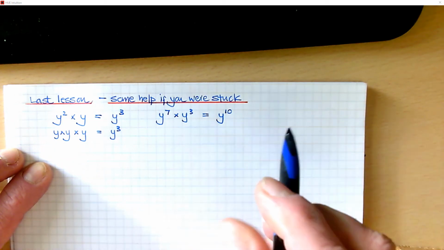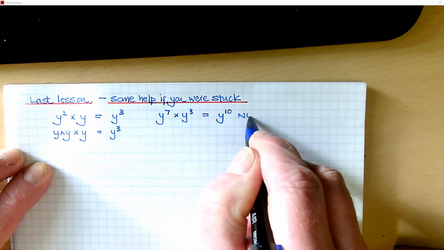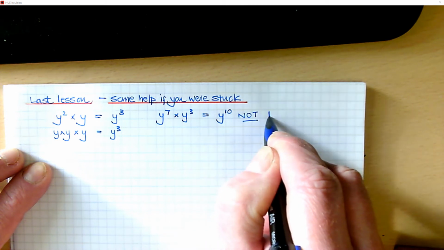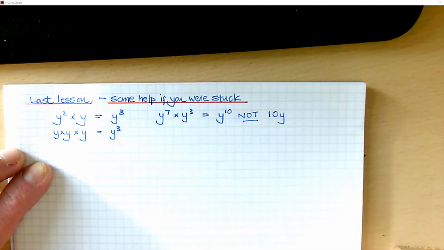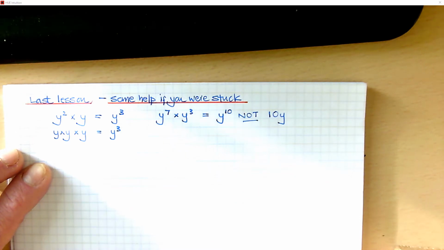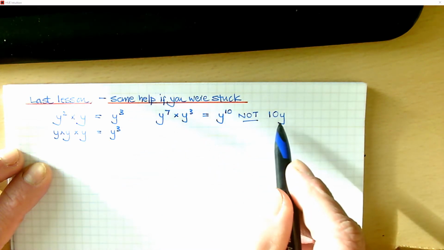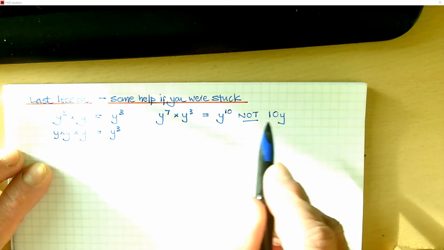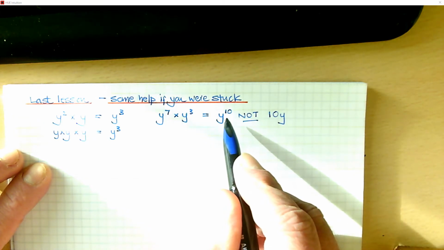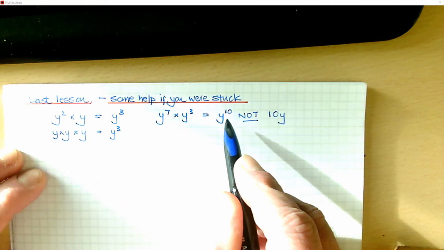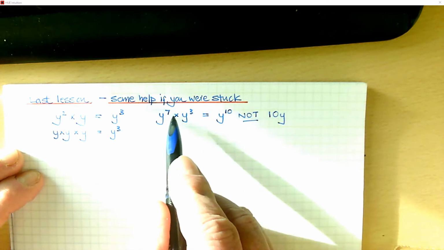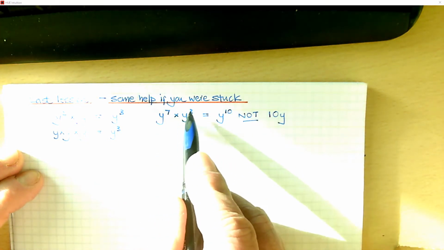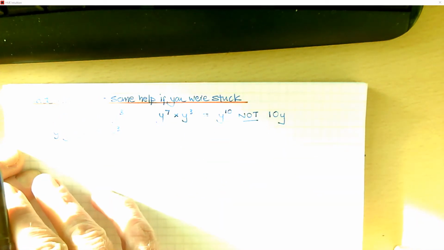Make sure it's absolutely not 10y. That's a common mistake. It's not 10y. 10y would be 10 y's added together. This is 10 y's multiplied together. So the quick rule is that whenever you see these letters, you add the powers. So 7 add 3 is 10.